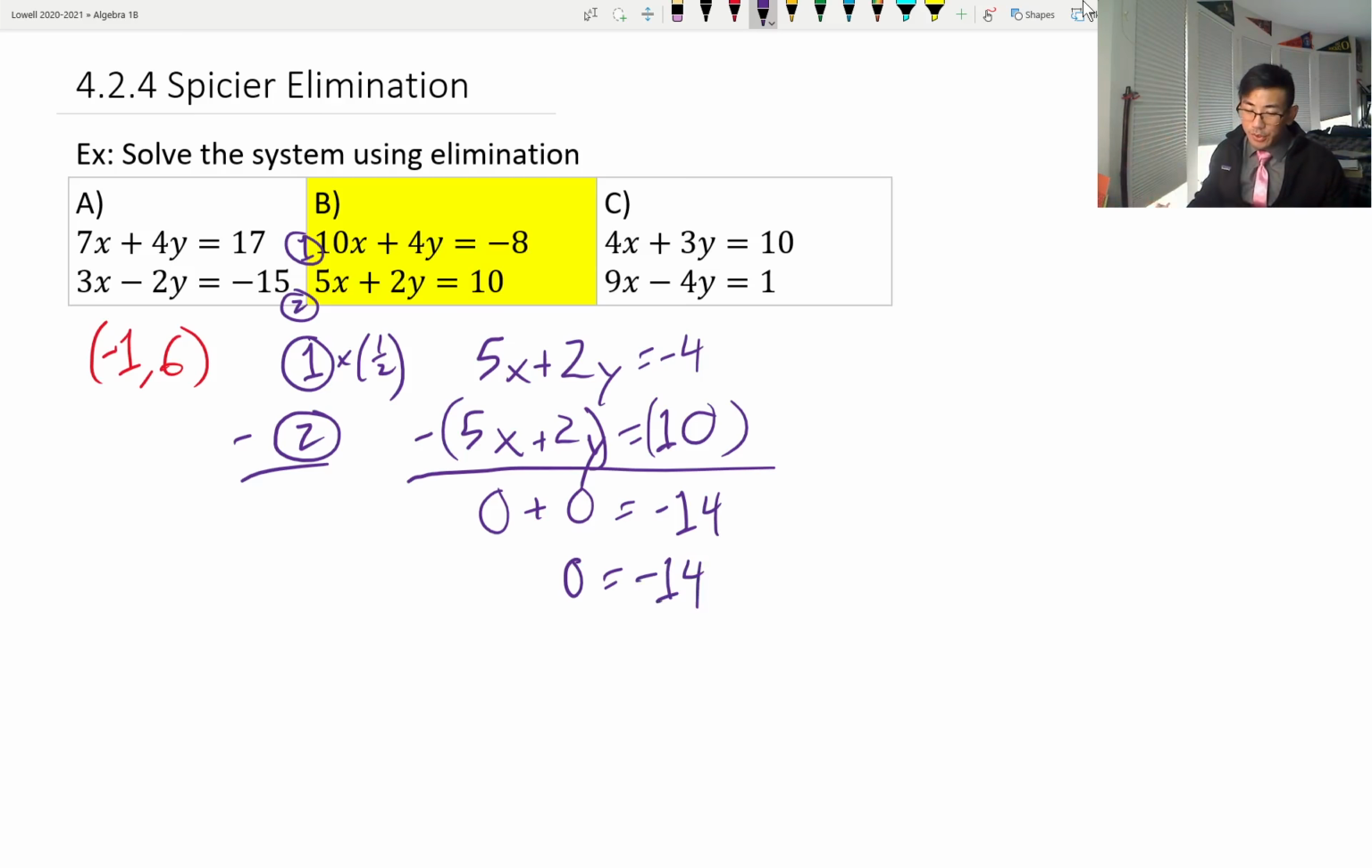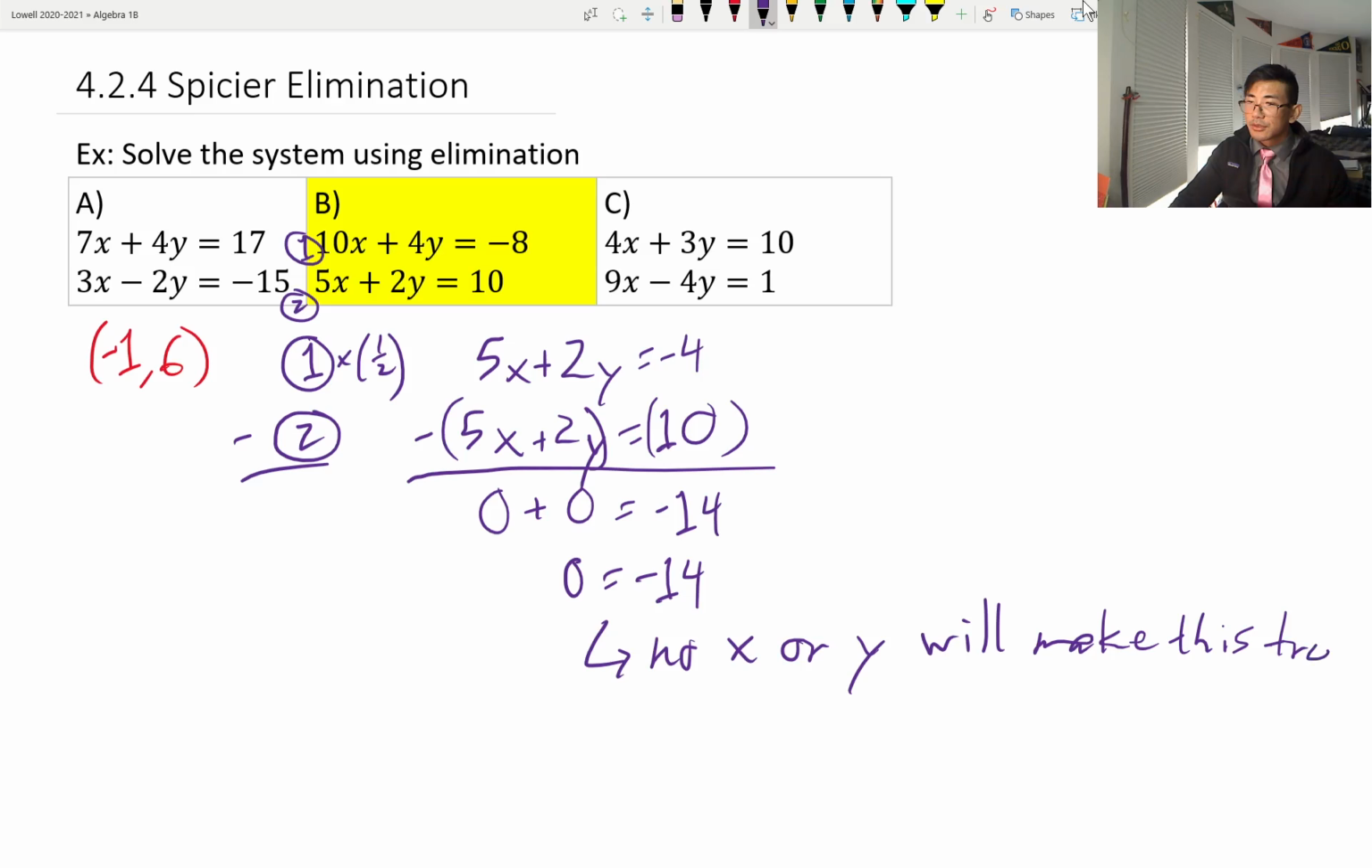At least in the videos, we haven't come across this in a system of equations yet, but we do know what this means if I was just solving a regular equation. This is a nonsense answer, right? No value of x or y will make this true. Today, 0 is not equal to -14, and it won't be true tomorrow, no matter what x and y are. And so this actually has no solution.